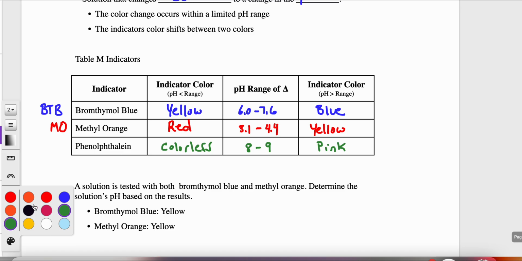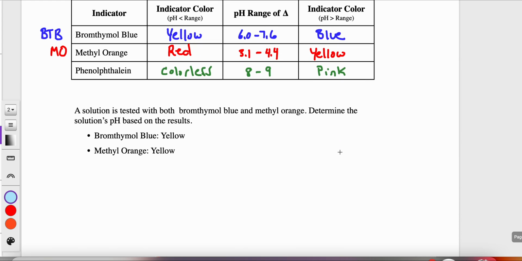So we keep it simple. We're not going to overanalyze these. If the pH is less than the first number listed, the first color is exhibited. If the pH of the solution is higher than the second or the ending number in the range, then it exhibits the second color. So we're going to keep it simple.